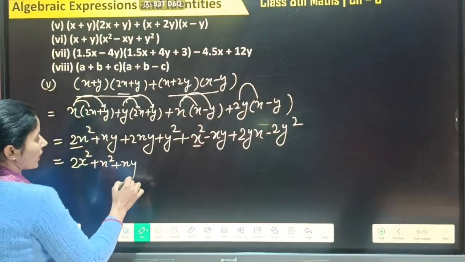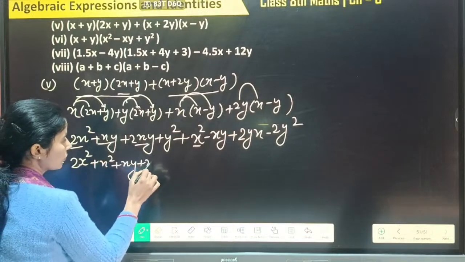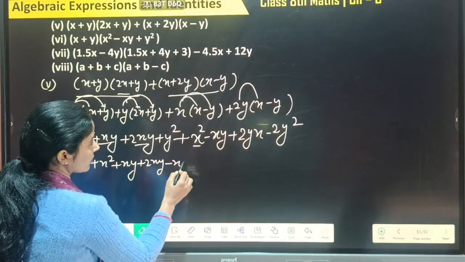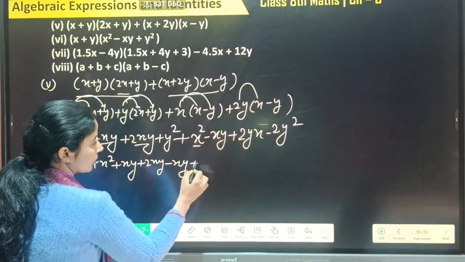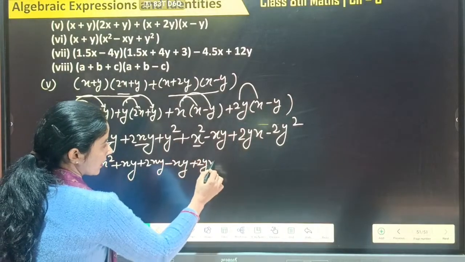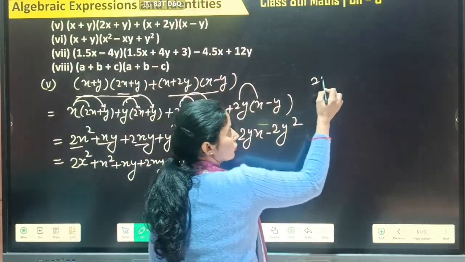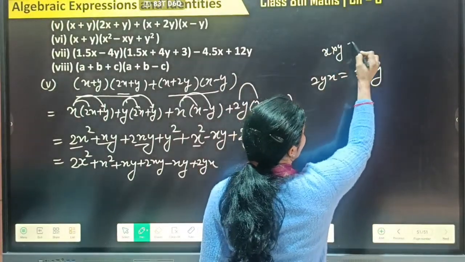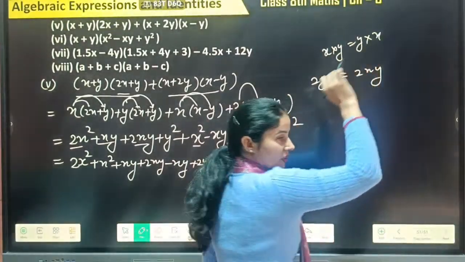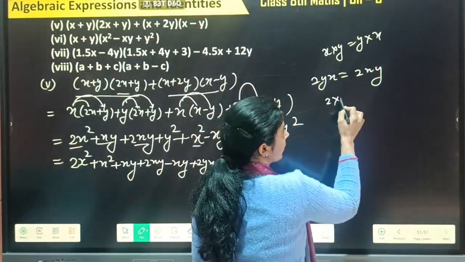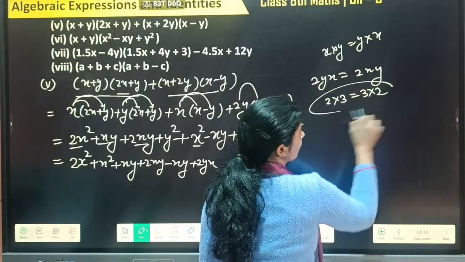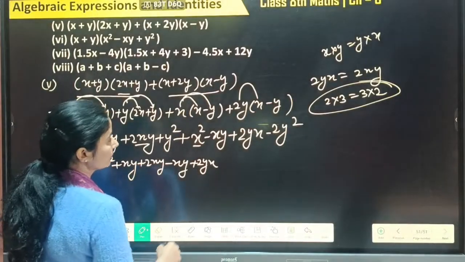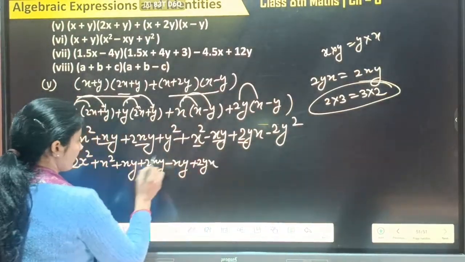Plus xy. The next term is 2xy. These two terms are already together, and minus xy. Further, 2yx. See, this 2yx is equal to 2xy, because this x into y I can write as y into x. Multiplication is commutative, like 2 into 3 is 3 into 2. So we can write yx as xy. This term and this term I have written.